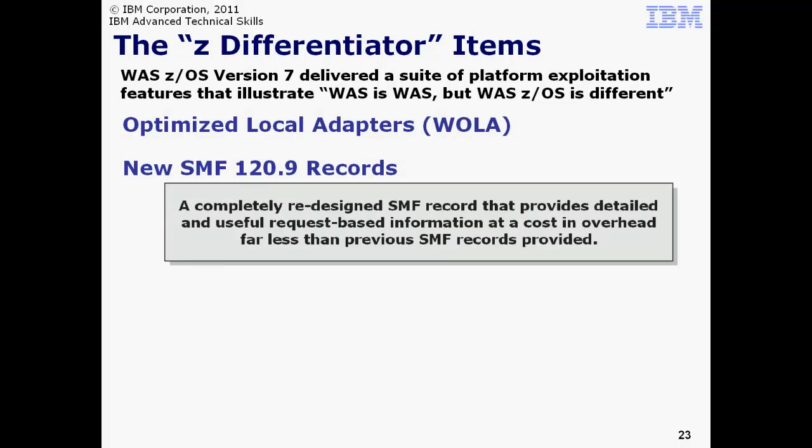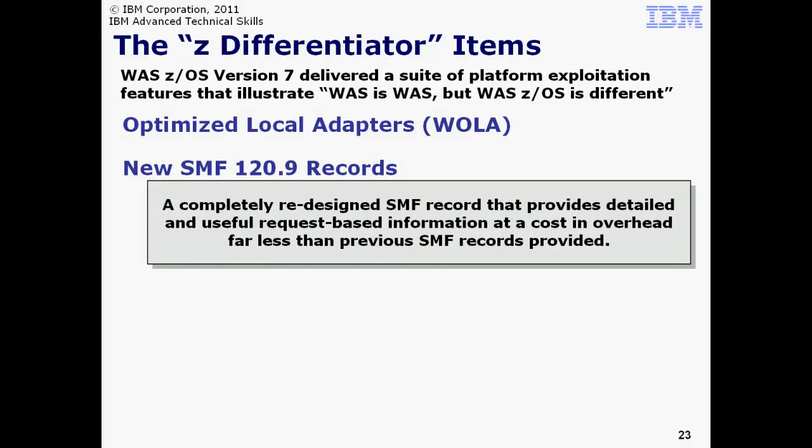The next is the use of z/OS System Management Facility, or SMF for short. But further, with WAS z/OS version 7, a brand new SMF record was architected and delivered. This is the SMF 120.9 record. This provides useful request-based information at a very low system overhead cost.